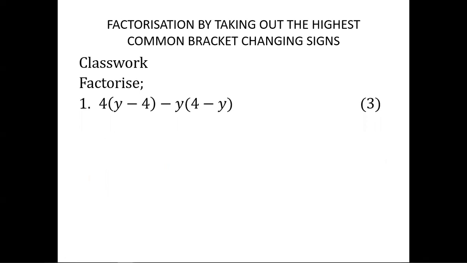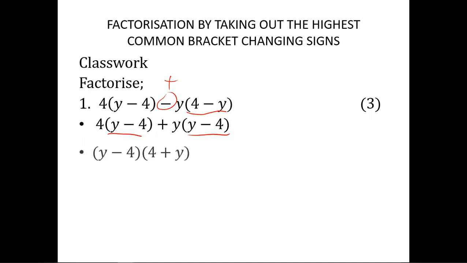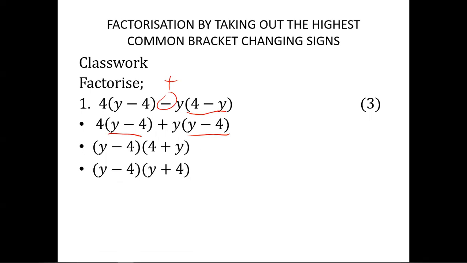Here I will write the second term as y minus 4. Outside the bracket, I'll have plus y. When I take out negative as a common factor, the sign will change and become positive. And this is a common bracket, so y minus 4 is a common bracket. When you take it out, I'll be left with 4 plus 1, which can be written as y plus 4.